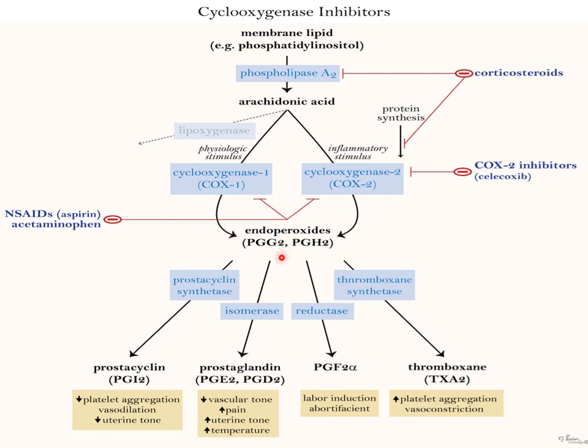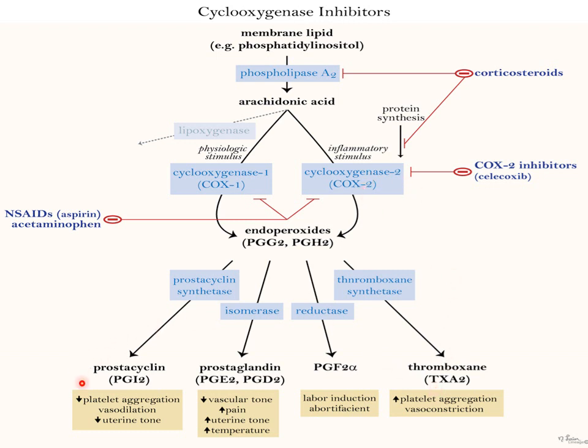After synthesis, these molecules, in the presence of a set of four enzymes, are again converted into four different molecules. In the presence of prostacyclin synthetase, they convert into prostacyclin, also known as PGI2, nothing but prostaglandin I2. In the presence of isomerase, they convert into prostaglandin E2 and D2. In the presence of reductase, they convert into prostaglandin F2 alpha. In the presence of thromboxane synthetase, they convert into thromboxane A2. So these are the final products we get from the cyclooxygenase pathway.